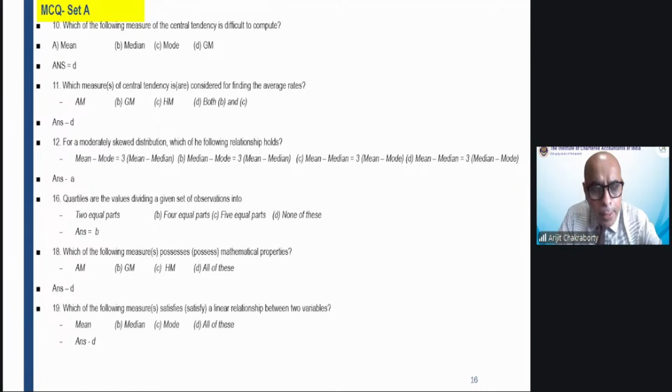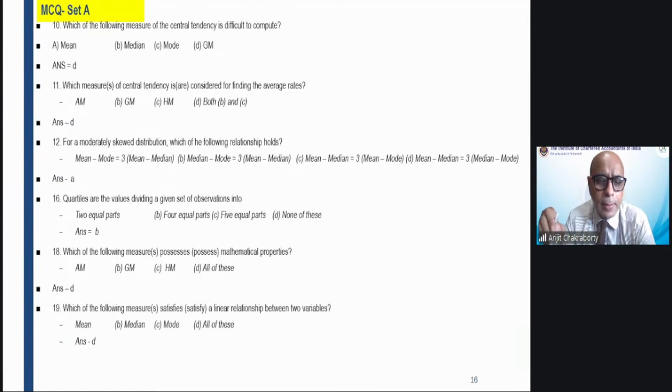Please remember, I have been repeating this sentence many times: if you see the relationship, if there is a change of origin, will mean, median and mode be affected? Answer is yes. If there is a change of scale, will mean, median and mode be affected? Answer is yes. So we can say if x and y are linked through a linear relationship, y equal to a plus bx, then the median of y will be equal to a plus b times the median of x.